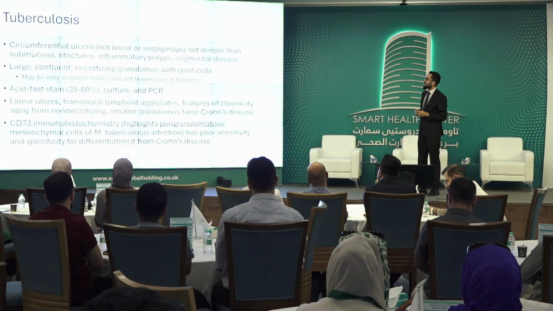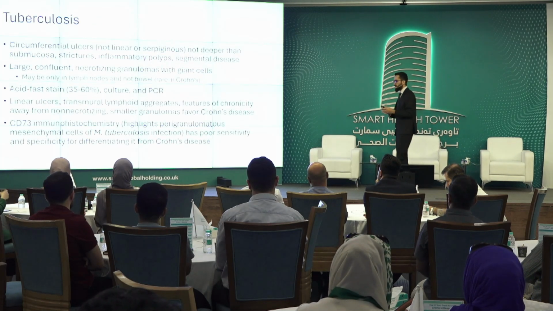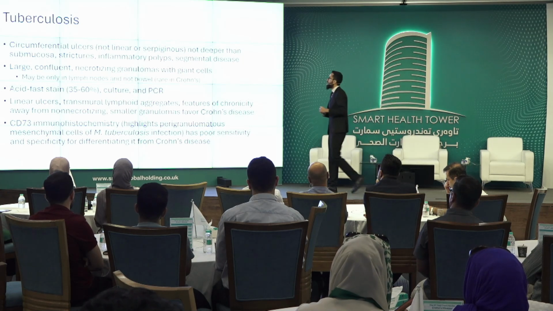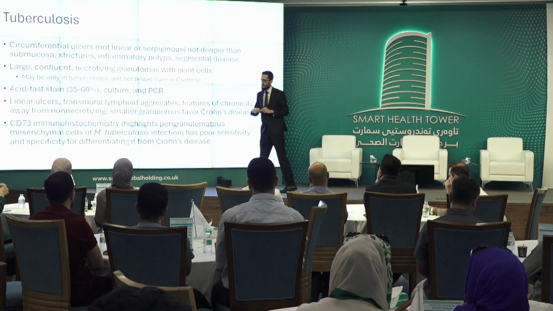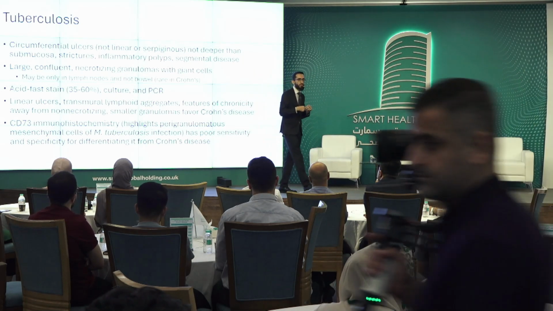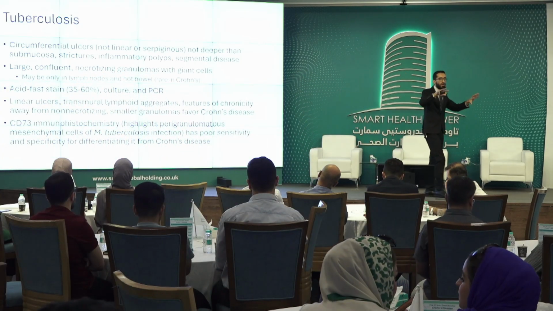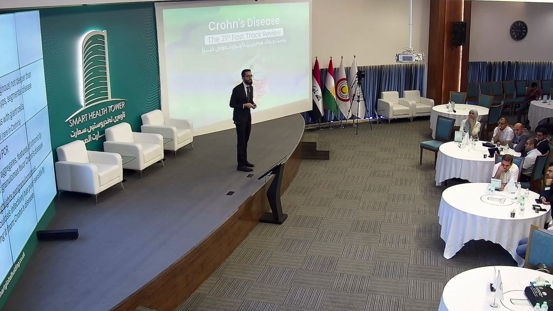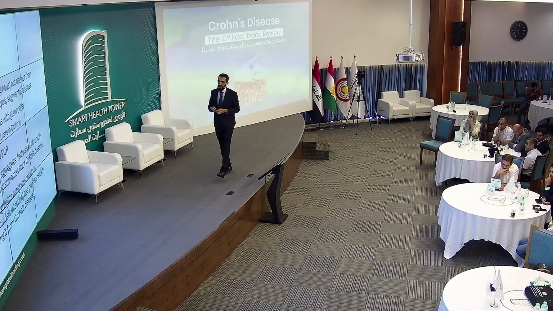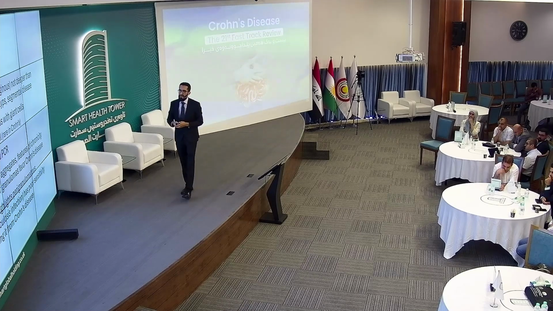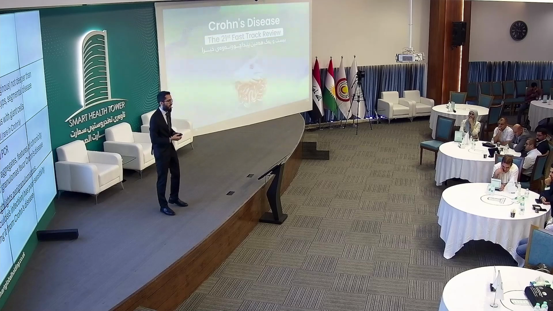Now, tuberculosis is one of the great mimics of Crohn's disease. It's characterized by circumferential ulcers rather than linear or serpiginous ulcers that we have in Crohn's disease. And it's characterized by more abundant, confluent, larger granulomas, usually associated with central necrosis. What can we do to distinguish them? Because there is overlap, histologic overlap.